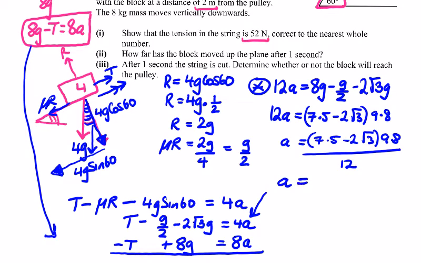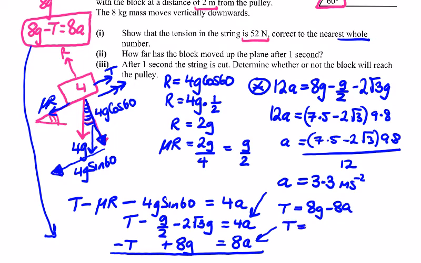I need a calculator. This is giving me 3.295. Correct to the nearest whole number, I'll take it as 3.3 m/s². And we're asked to show the tension in the string. So tension, maybe from this equation here. If I bring T to the right, I'll get T is equal to 8g minus 8a.